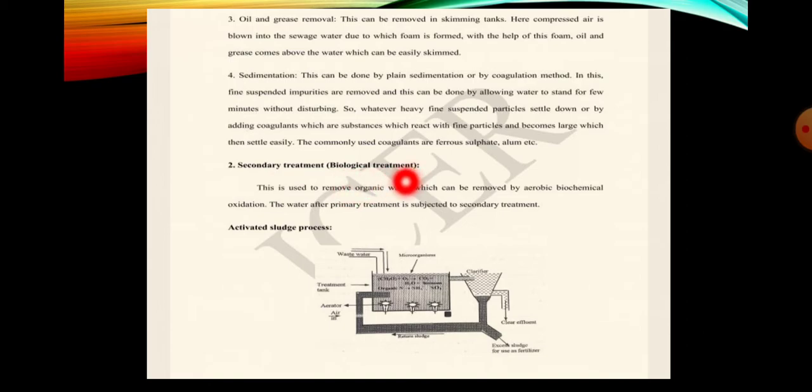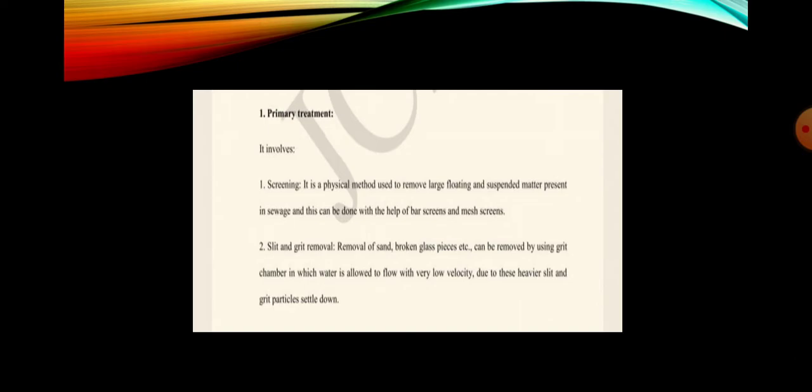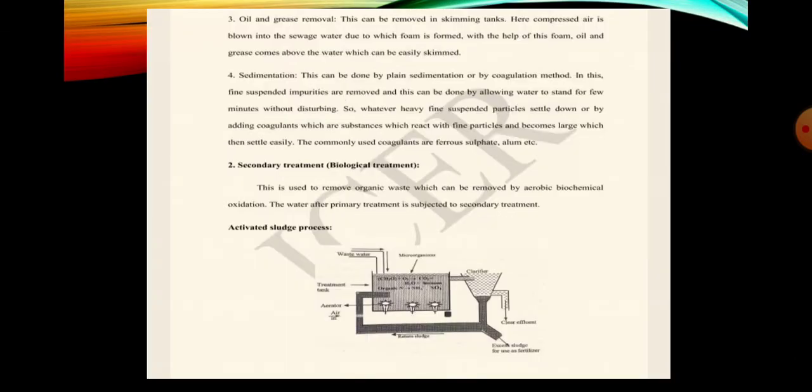Secondary treatment, that is biological treatment. Primary treatment is over. Secondary treatment is used to remove organic waste by aerobic biochemical oxidation, meaning in the presence of oxygen. The water after primary treatment is subjected to secondary treatment. This is a diagram of activated sludge.